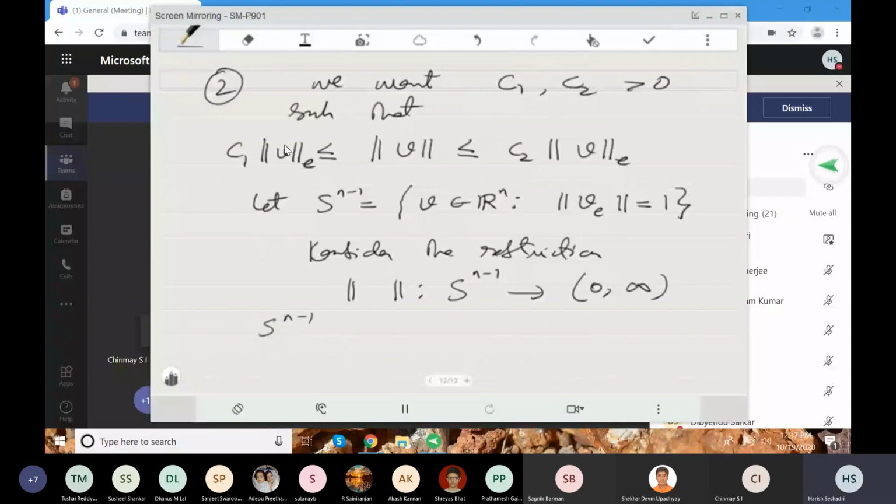S^(n-1) is compact. It's closed. Oh, here I made a mistake. I shouldn't have put E here. I should put E outside. S^(n-1) is compact. The set of unit vectors in Euclidean space is compact because it's closed and bounded. Therefore, this norm function, and the norm is continuous, therefore this norm function assumes its minimum and maximum.